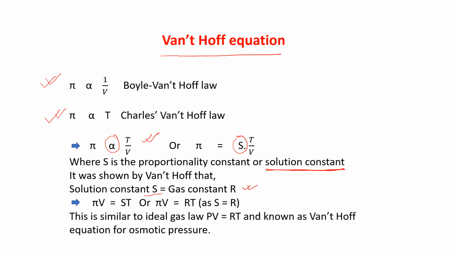So pi V is equal to ST, like PV is equal to RT in case of gas. Here pi V is equal to ST, where S and R are similar. This is similar to ideal gas law, that is PV is equal to RT, and known as Van't Hoff equation for osmotic pressure. Am I clear, children?